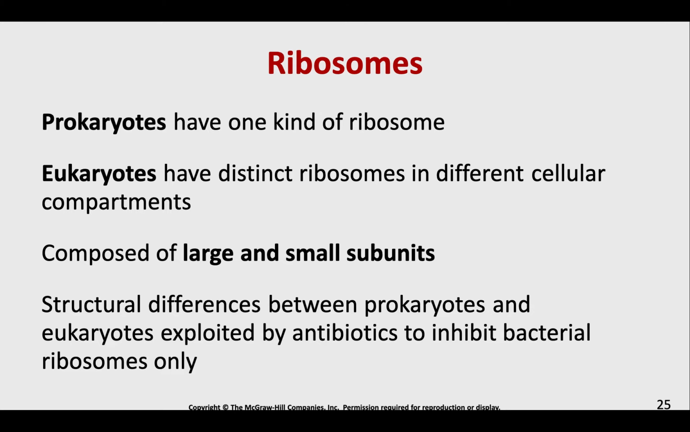And between, say, prokaryotes and eukaryotes, so bacterial cells and animal cells, let's say, there are some structural differences. And we can exploit these structural differences with antibiotics. Antibiotics are going to be able to bind specifically to the ribosomes of bacteria instead of to both bacteria and animal cells, because bacteria have that different structure. So we're exploiting this difference in structure when we are using antibiotics to inhibit bacterial ribosomes only.